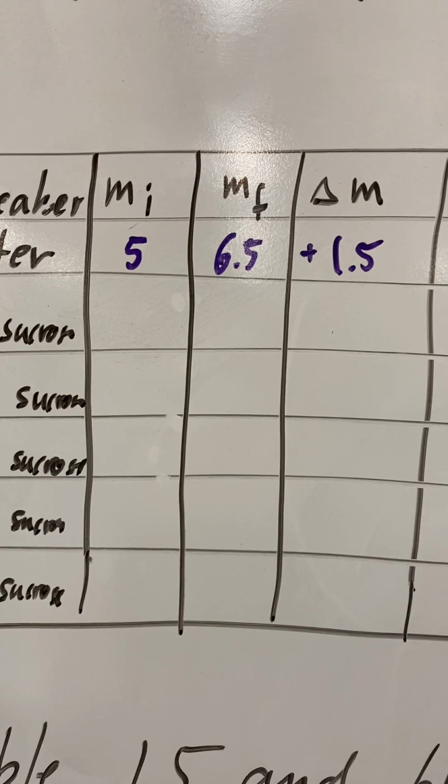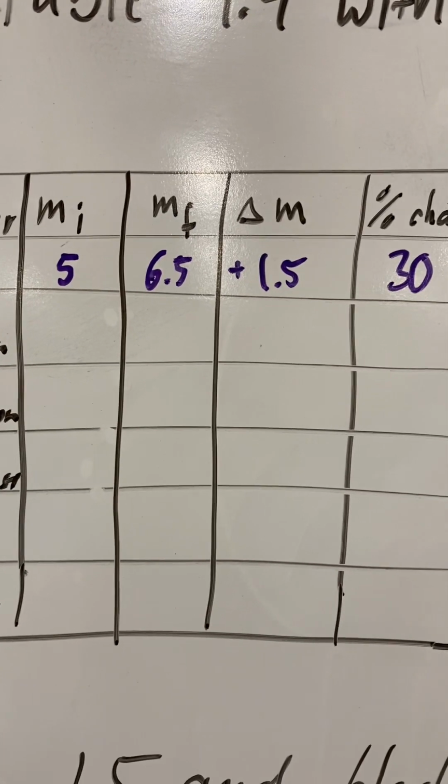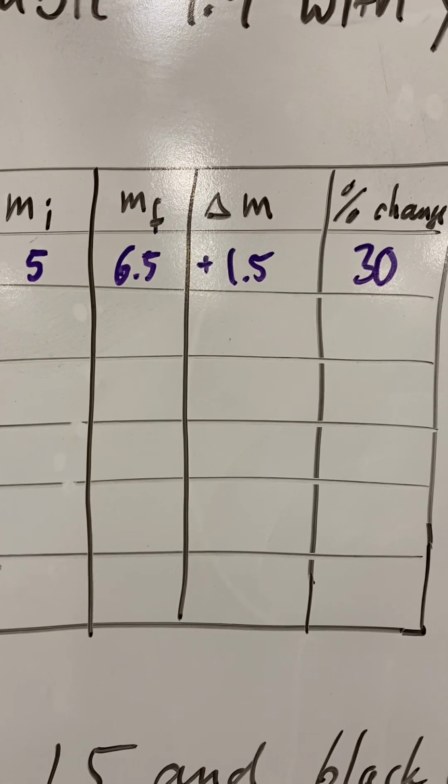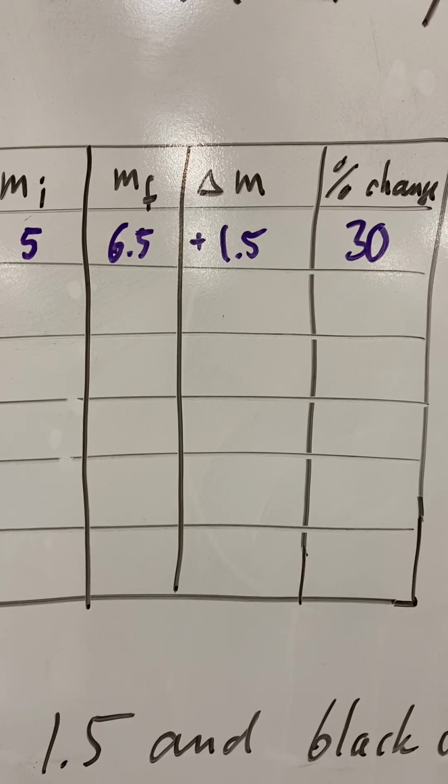Pause the video now and fill out this table. You don't have to put any class average in right now because you don't have that. But you want to get the percent change for all of your potato cores that you had in your lab.